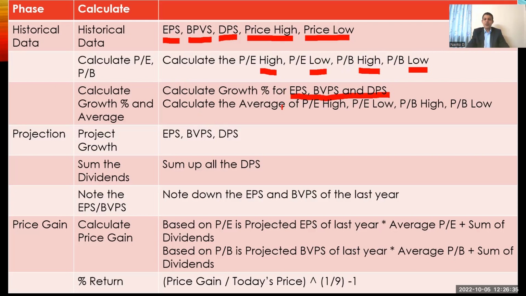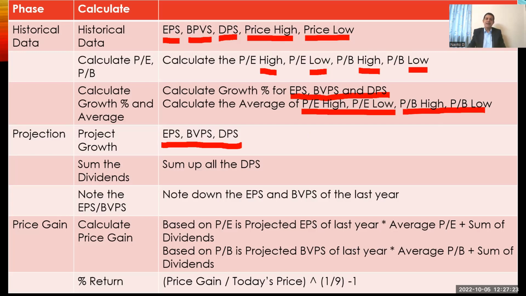Once we identify that, we calculate the averages that we determine in step 2. We determine the average PE ratios for high, and then the average PE ratios for the low as well. And similarly we do the same for the PB ratio, price to book. Once we have identified the growth rate of the company with respect to earning per share, book value per share, and dividend per share, we project the subsequent 10 years of growth of the company by taking the last value of EPS, the last value of BVPS, as well as DPS, that is the dividend per share.